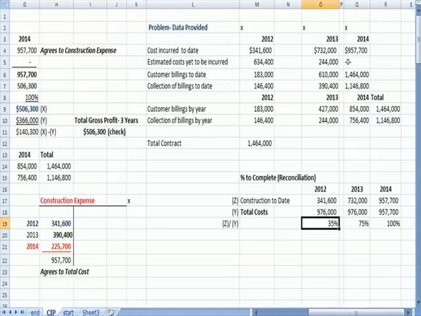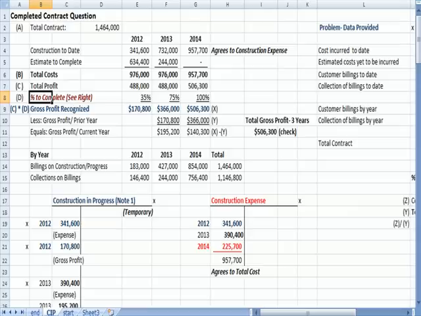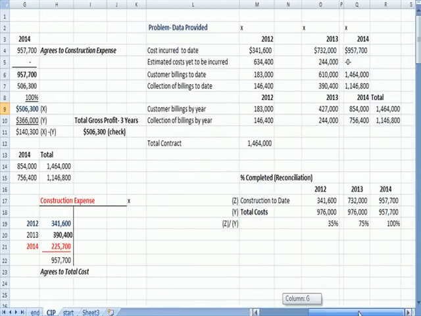So for example, in 2012, this is construction to date in blue, 341, divided by total cost, 976, which is the amount that we finished in the year 2012. And it should say percentage completed, not to complete. Percentage completed. And over here I should also say percentage completed, because on my prior video I didn't have that reconciliation up there, and I don't think some people knew how I was coming up with the number. So for each year I'm taking the cost to date, cost to complete, we're 75% done.